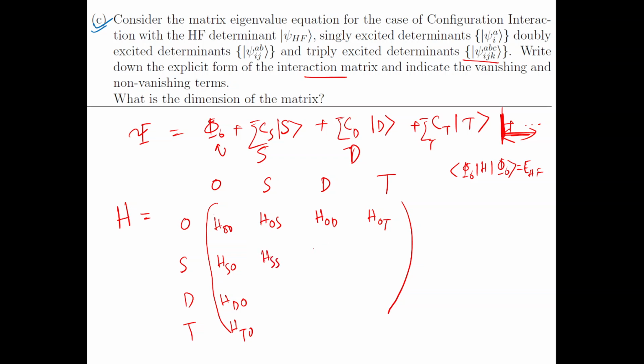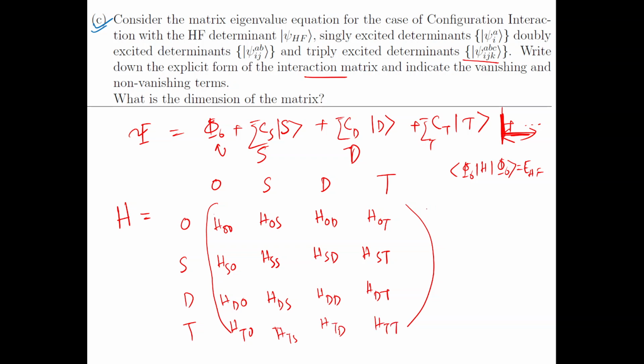HSS. Let me write down all the matrix elements here. This will be HSD, HST, HDS, HDD, HDT, HTS, HTD, HTT. So this is your interaction matrix.